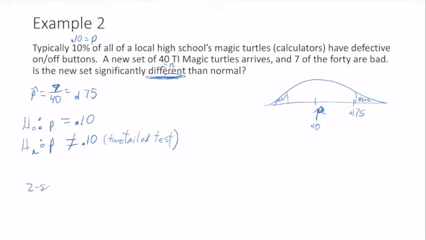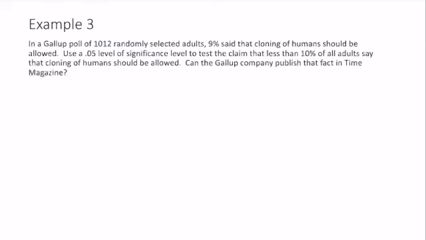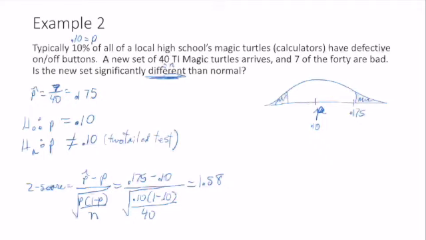So my z-score is p hat minus p over the square root of p times 1 minus p over n. I'm going to substitute in the values I found. So p hat of 0.175 minus 0.10 divided by the square root of 0.10 times 1 minus 0.10 over 40. And that's going to give me a z-score of 1.58. So remember, this is positive.